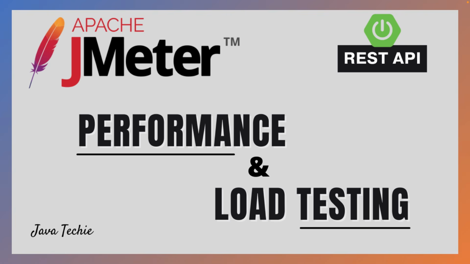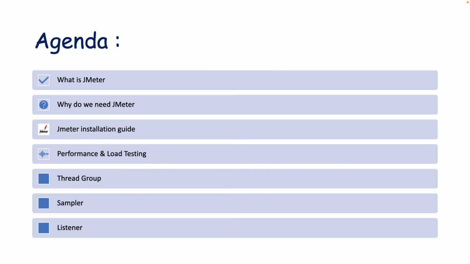In this tutorial, we'll understand how to do performance and load testing of your application using Apache JMeter. The agenda of this tutorial is to understand what is JMeter, why do we need JMeter, and the JMeter installation guide, where I will walk you through the steps to install JMeter on your local machine. Also, I will cover how you can perform performance and load testing of your RESTful web services using Apache JMeter. While explaining this, I will also explain a few elements of JMeter like thread group, sampler and listener.